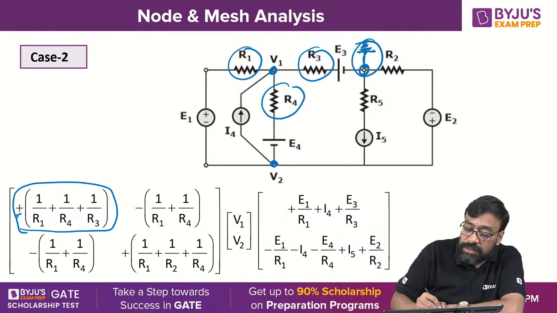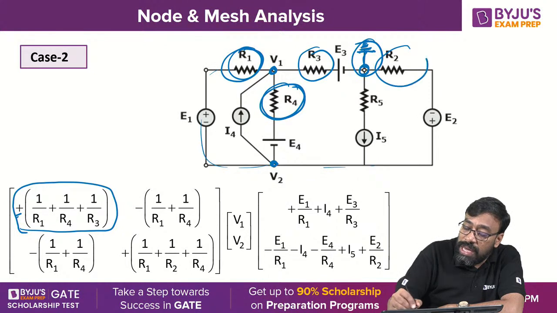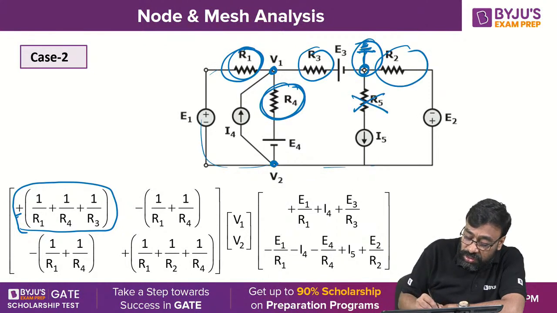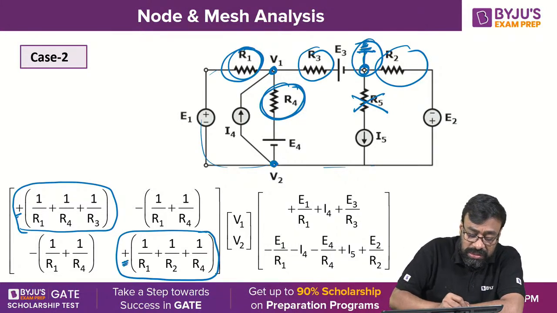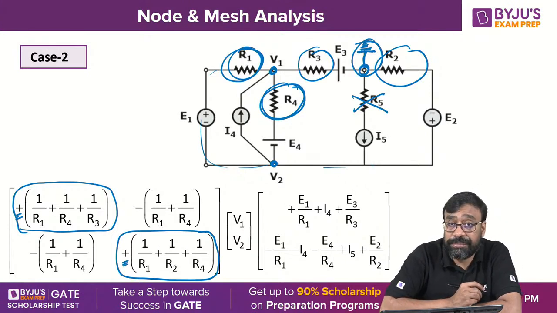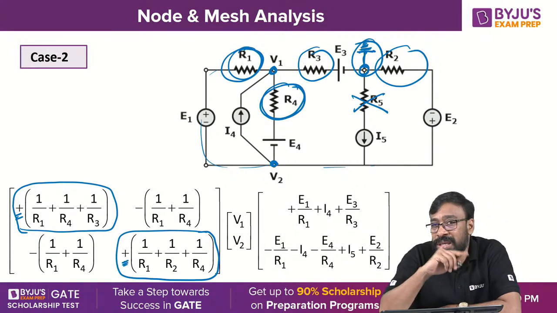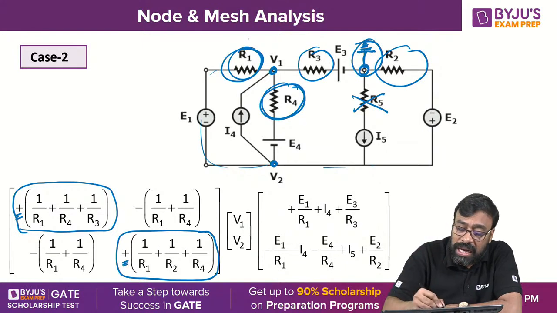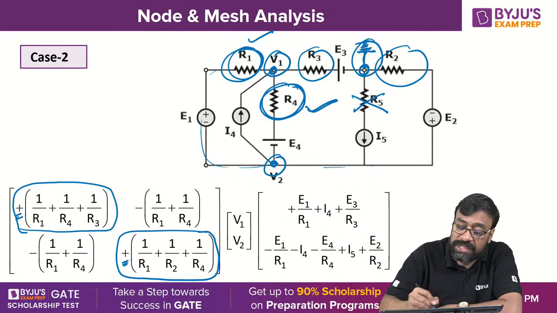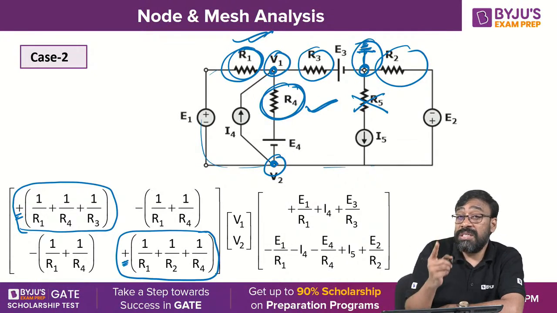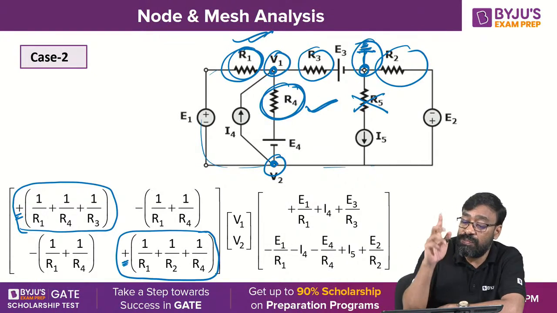At second node, again, this branch is consisting of R1, R4, and then R2. I'm neglecting this R5. Therefore, you got 1 by R1 plus 1 by R2 plus 1 by R4. Of course, positive sign I'm taking here because it is a predefined sign. But you see, what are the common elements between the first and second node? R1 as well as R4, both are there. Because between V1 and V2, R4 is there, R1 is there.